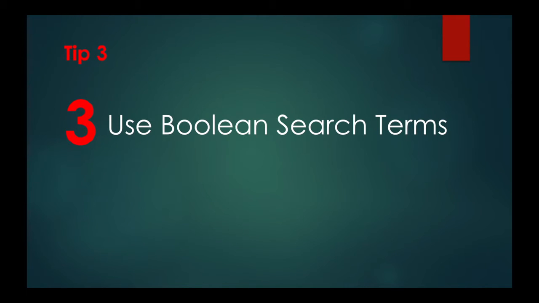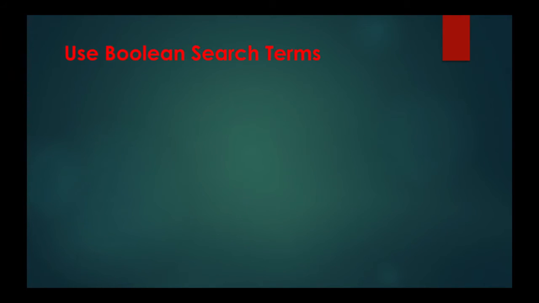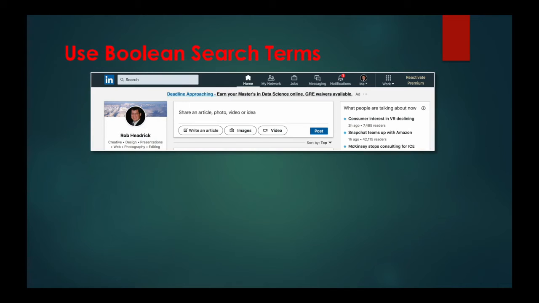Tip 3. Use Boolean search terms. LinkedIn Search allows for Boolean search parameters, giving you the ability to filter a search more specifically and find exactly what you're looking for. You can do this by adding or eliminating elements from the search parameters.